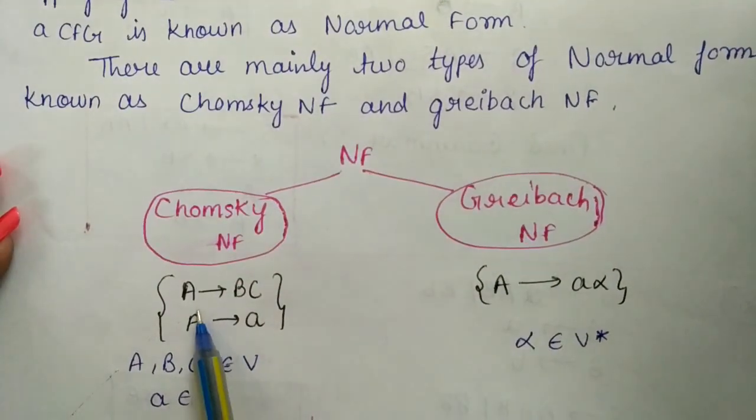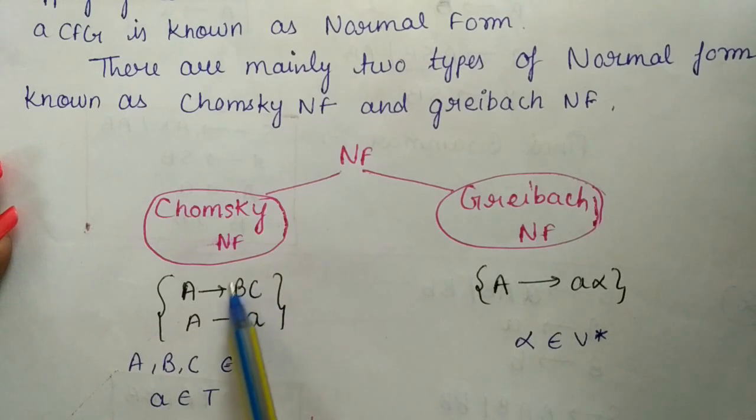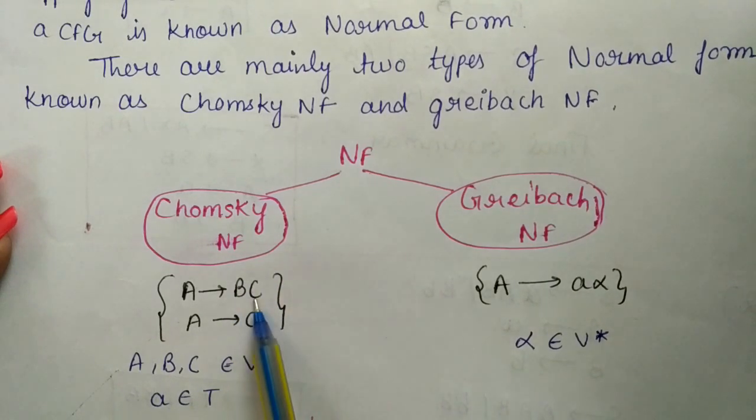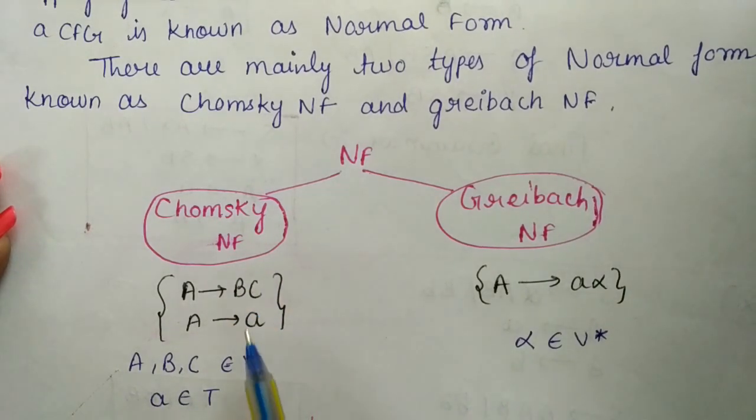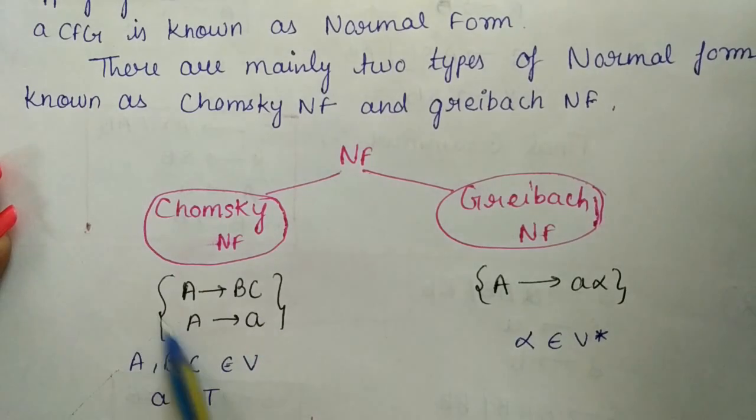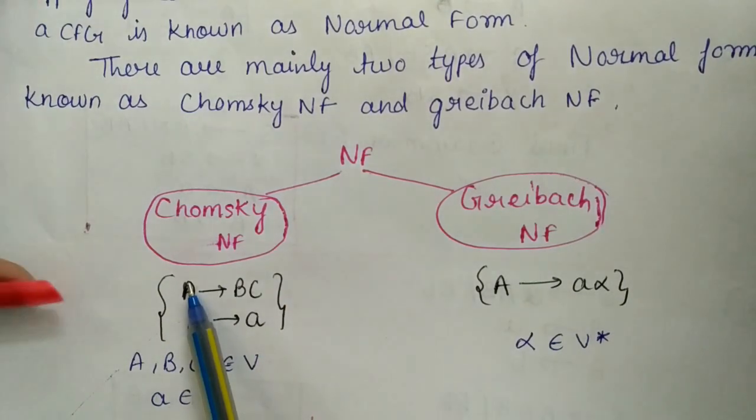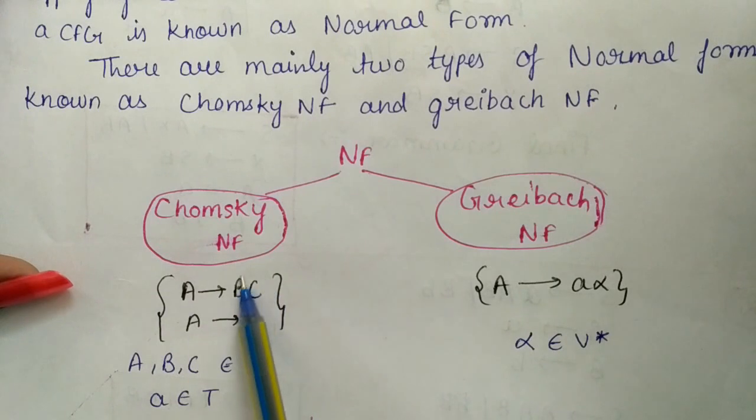In the Chomsky normal form, if the RHS part contains only two variables, or a terminal, and in this we can have productions in which the RHS part can have only two variables or it can have a terminal.